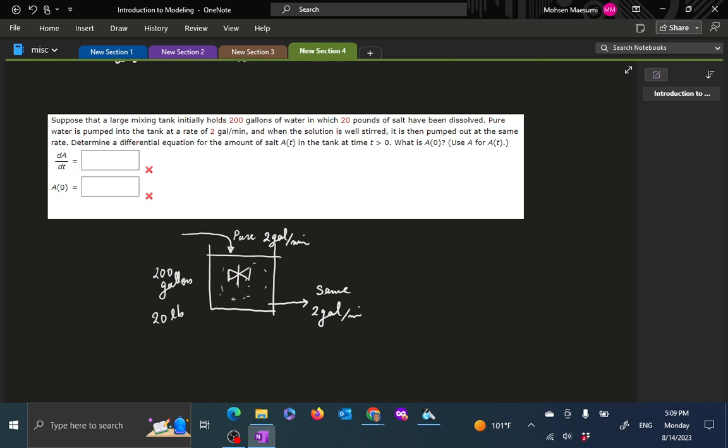So what is it that we want? Determine a differential equation for the amount of salt. So we are after A of t. So we have a cast of characters. t is always time, and time is set at 0 at the beginning of our experiment. A of t is the amount of salt.